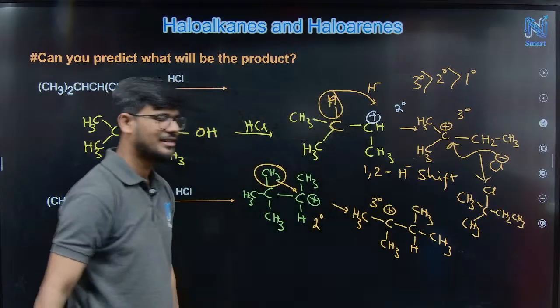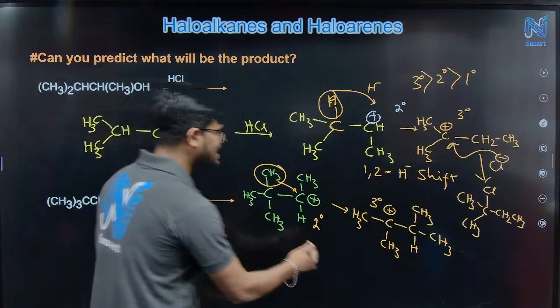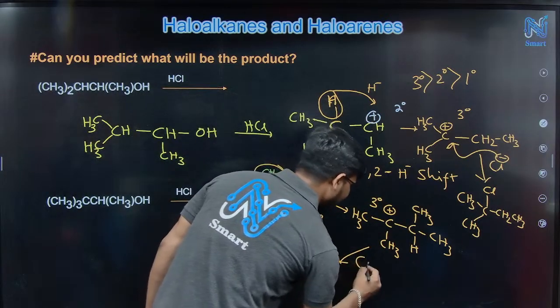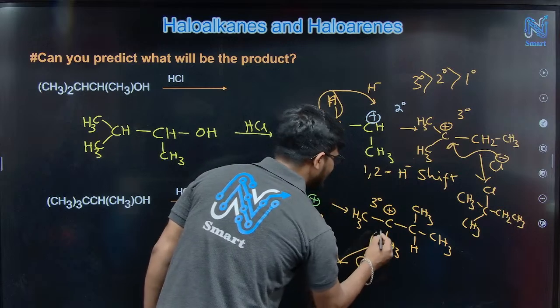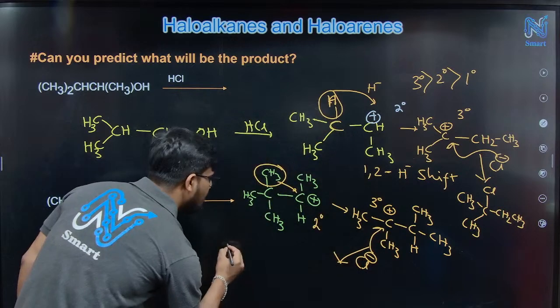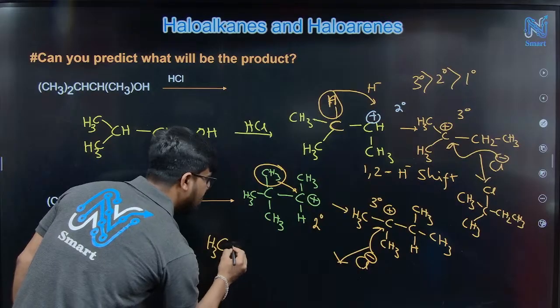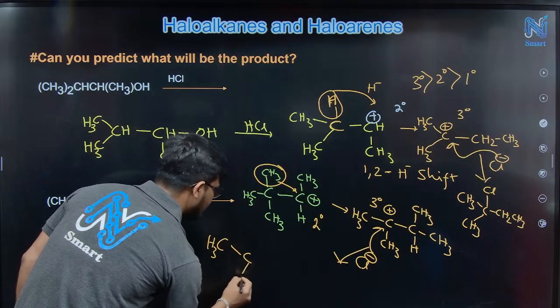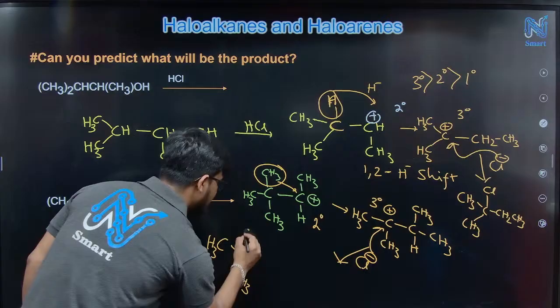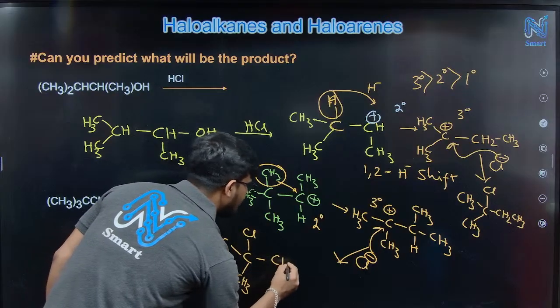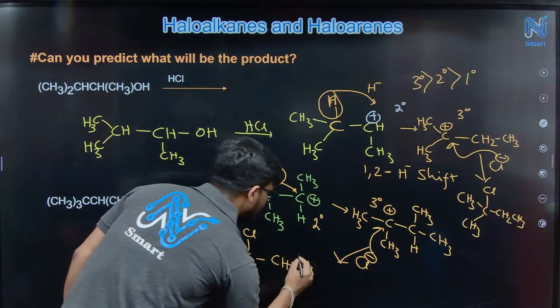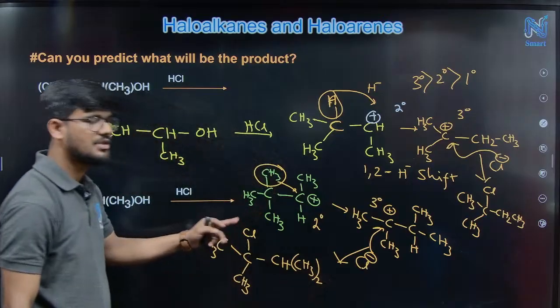So now here, what is the degree? 3 degree. Next, again we have Cl minus in the medium, right? So Cl minus will attack this carbon. And what will be your final product? CH3, C, CH3, and here Cl we have bond CH, CH3 whole 2. So this will be our product.